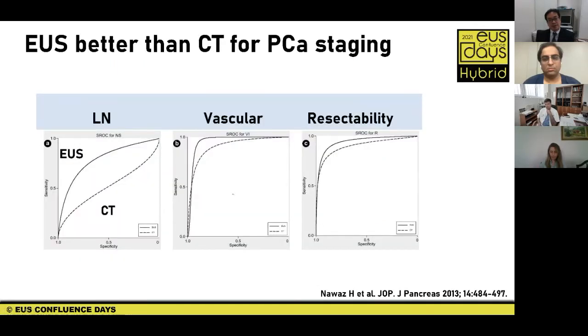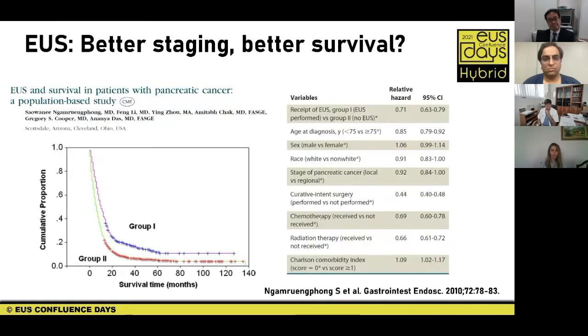This is a comparison of EUS and the CT scan. As you can see, EUS is better than CT for local staging. And after EUS, the patient will have better survival because of the better staging. The patient can have appropriate management of pancreatic cancer if we perform EUS.